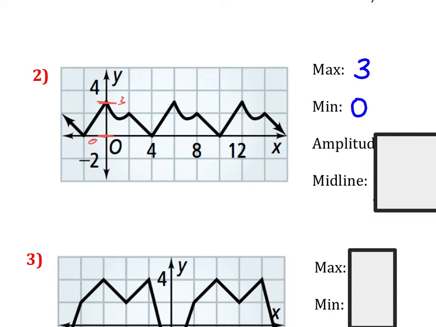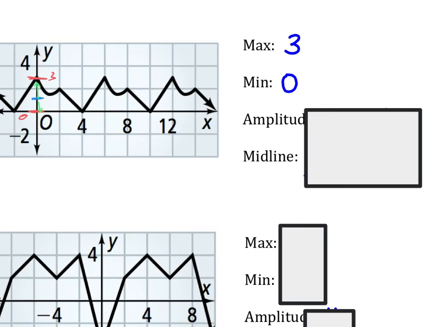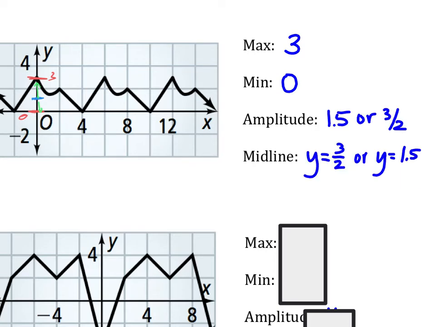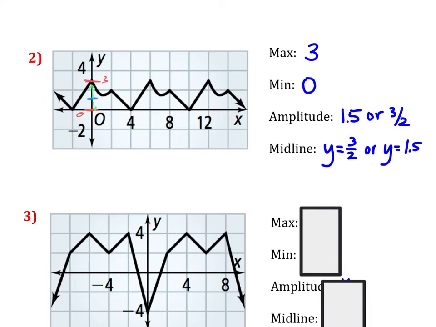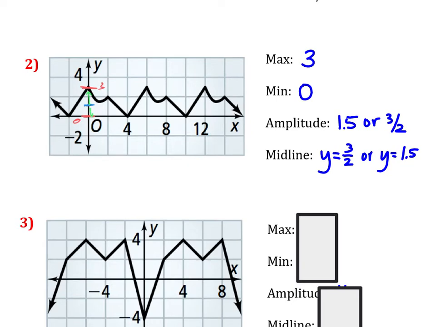Then the midline would be smack dab in between. And then the amplitude is the distance, how far from that midline up to 3 or from that midline down to 0. Well, what's halfway between 0 and 3? And then chop that in half to get our amplitude. So our amplitude is 1.5. Our midline also happens to be y equals 1.5.